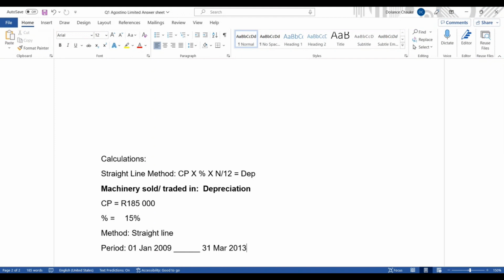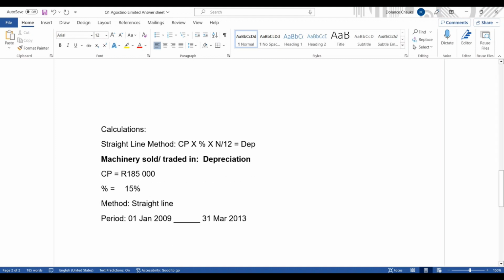So now we are going to calculate depreciation for each year until we reach 31st March 2013. Am I clear? Okay, let's start. Every time, guys, if you are stranded in the test and you don't know what to do, identify the cost price, the percentage, the method, and the period. Then we are fine.